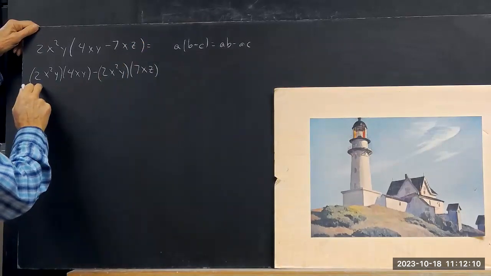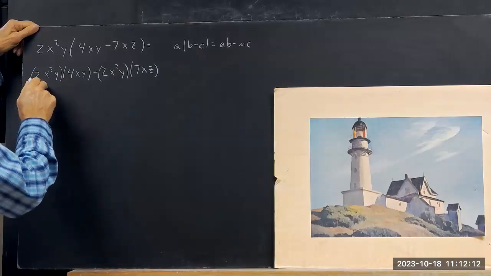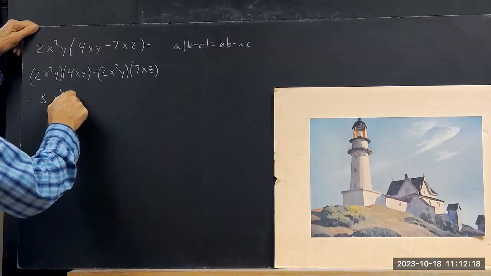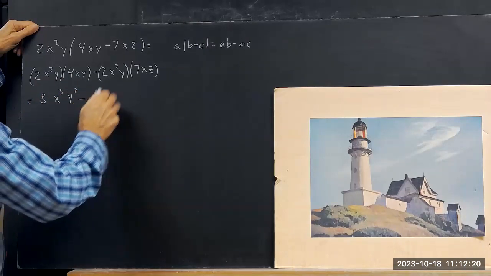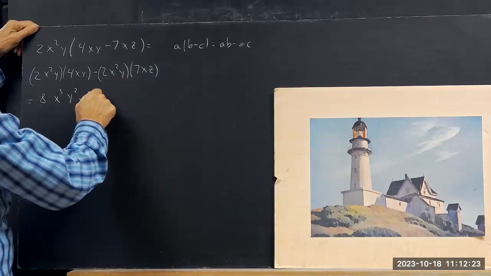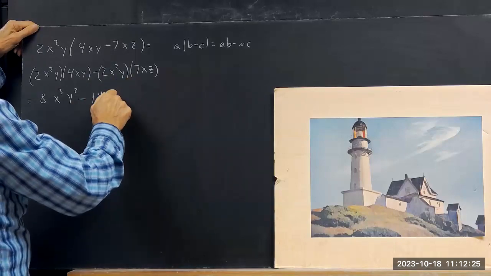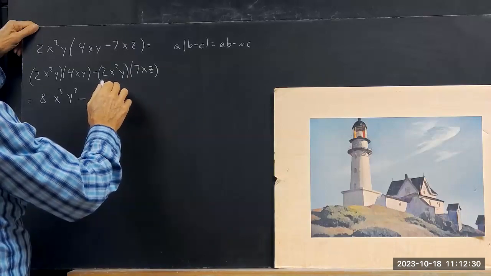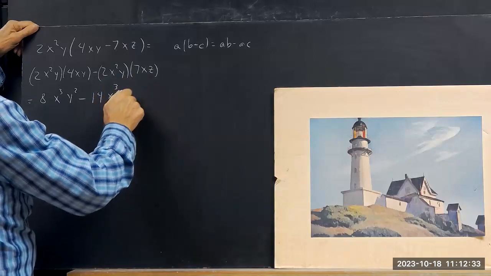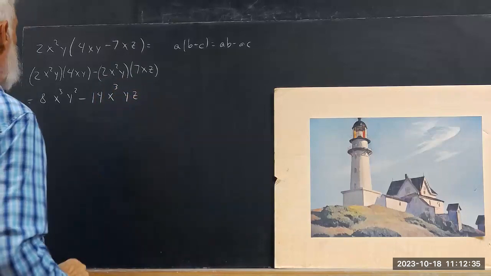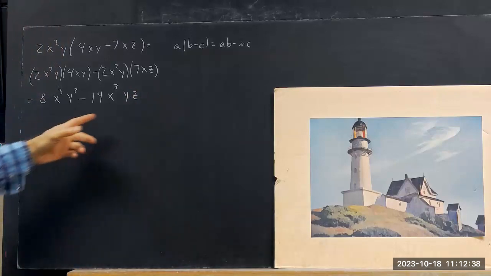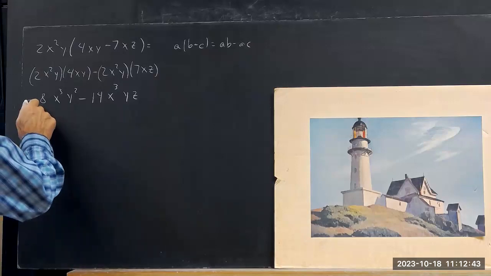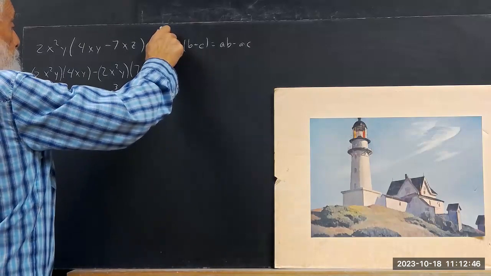Well, I multiply this out: 2 times 4 is 8. X squared times x is x cubed. Y times y is y squared. And then 2 times 7 is 14. X squared times x is again x cubed. And y times z is just yz. And there we have the product by the distributive law, and the laws of factorization.